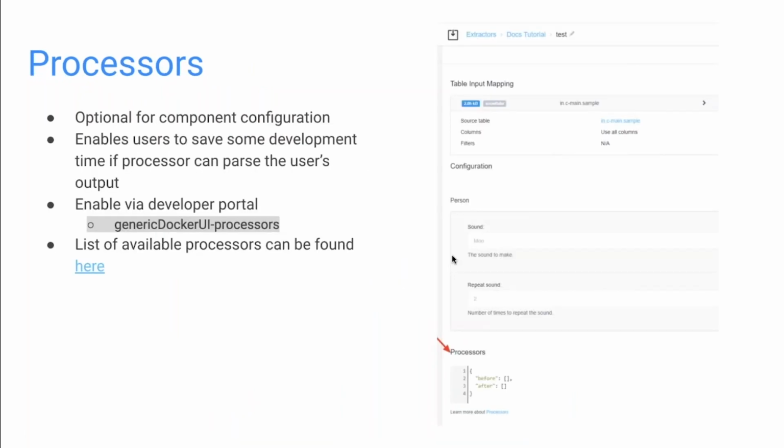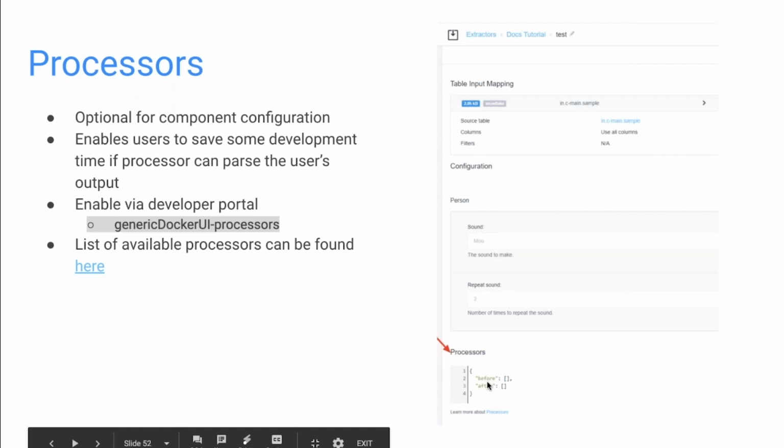Processors. Okay, with processors enabled, this is how it will look in a component. Here, extractor, we're using it as a test. Table input mapping, we have this in here. Configuration is all configured. And if the generic Docker UI processors are enabled, they will be all the way to the bottom of every single component.